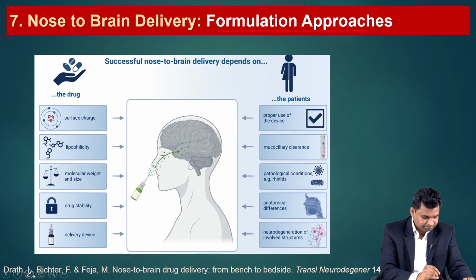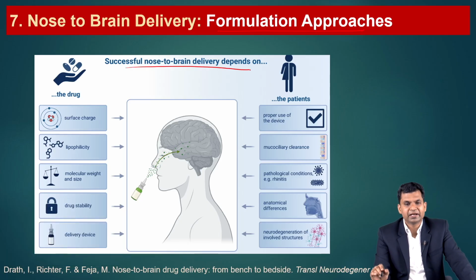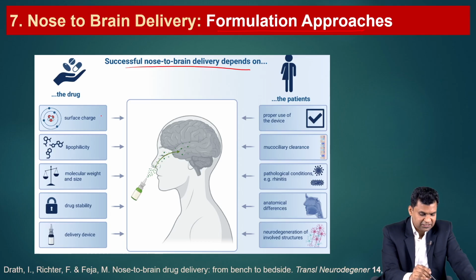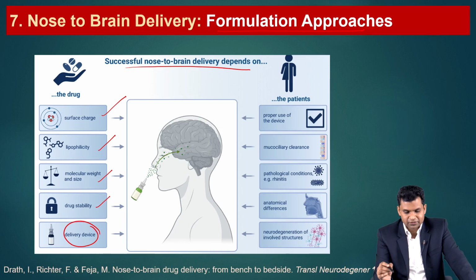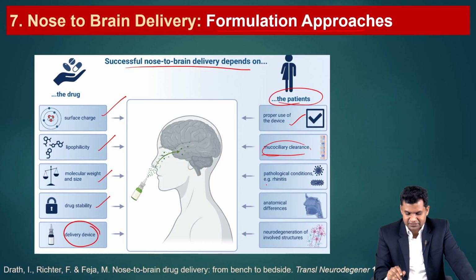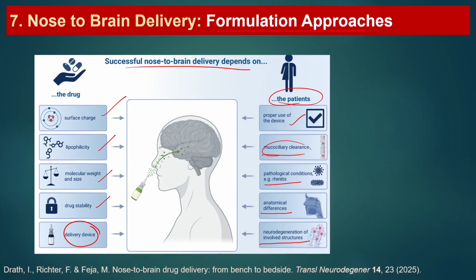And these are some of the formulation approaches. Here you can see, by implementing this we can develop successful nose to brain delivery formulations. We need to focus on the surface charge of the drugs, lipophilicity, molecular weight, size, drug stability, and the delivery device also will impact the reaching of the molecule, right. So, also we need to focus on the patient parameters, the proper use of the device and the mucociliary clearance, pathological condition, anatomical differences, and also the neurological structure involved for the treatment.